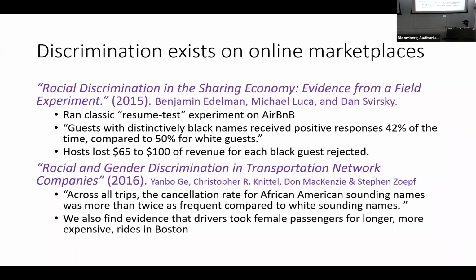And in that time, the cancellation rate for African American names was twice as frequent compared to white sounding names. And this was an experiment. So this isn't correlational, where you could think, oh, the driver saw where they were picking them up and didn't like certain locations over others. This was an experiment where they sent in these requests from different locations and they found this. They also found evidence that drivers took female passengers, after the pickup, in Boston, for longer, more expensive rides. And so they went on circuitous routes and so on.